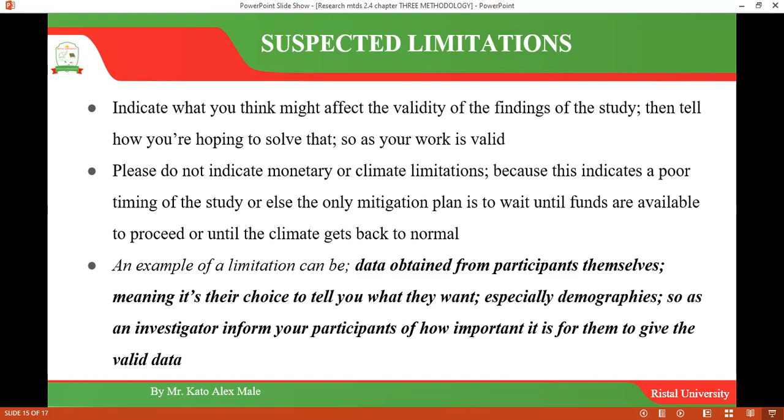I'm going to give an example later. Please do not indicate monetary or climate limitations. For example, some people give suspected limitations as the lack of funds: funds are not available to run this study.